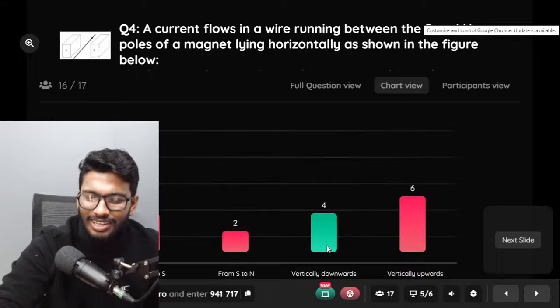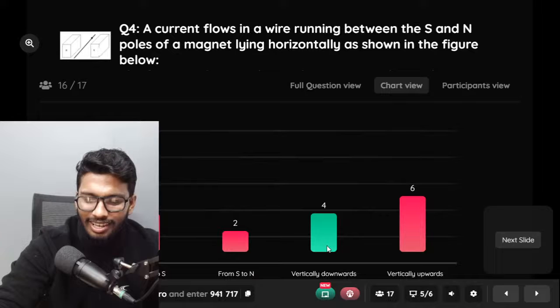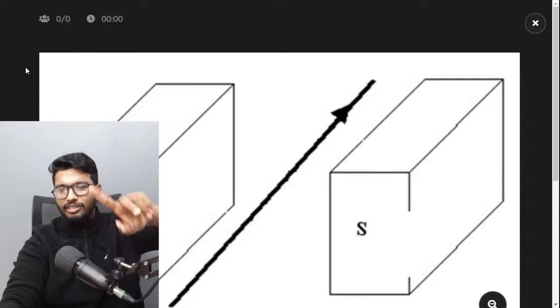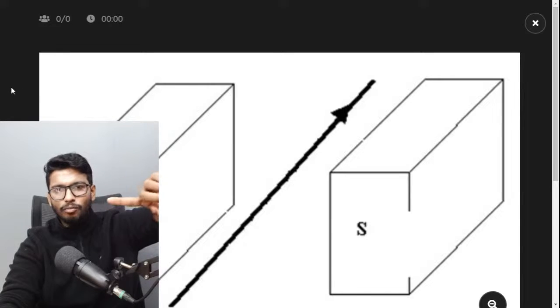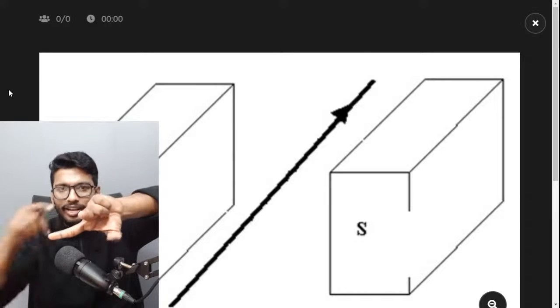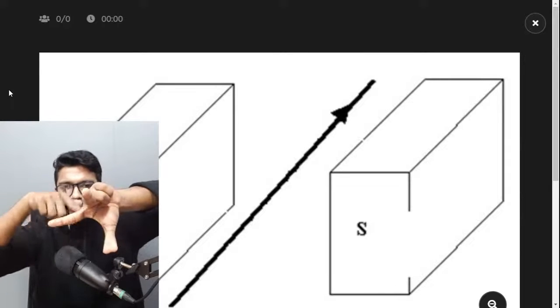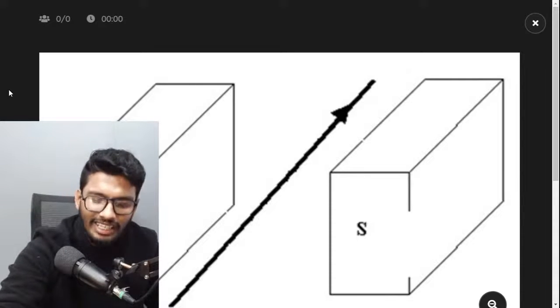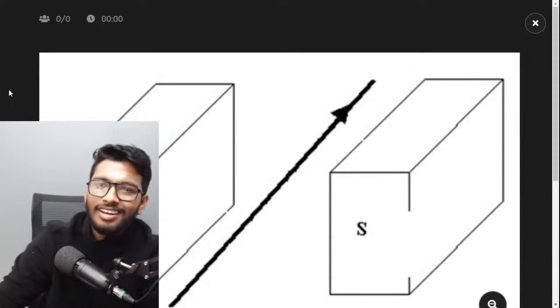Why is there confusion? Why is this confusion there? Once again, people, current is shown by your middle finger. Your index finger shows the direction of the magnetic field. Magnetic field is going from north to south. This is the direction of the magnetic field. Current is going in this direction. So where is your thumb pointing towards? Downwards, no? So it'll be vertically downwards. That is the answer.